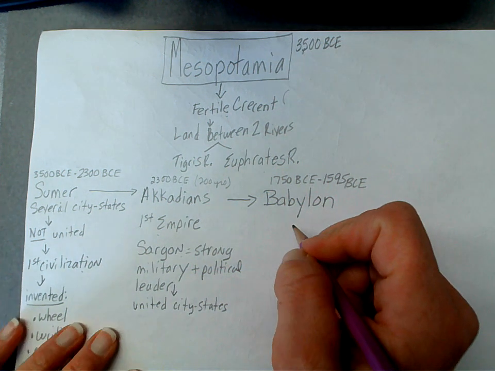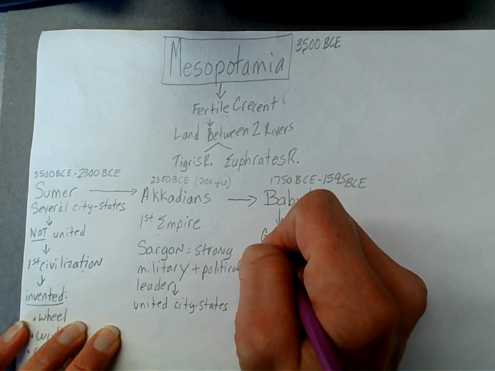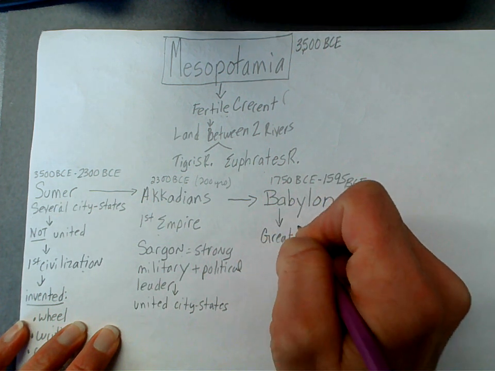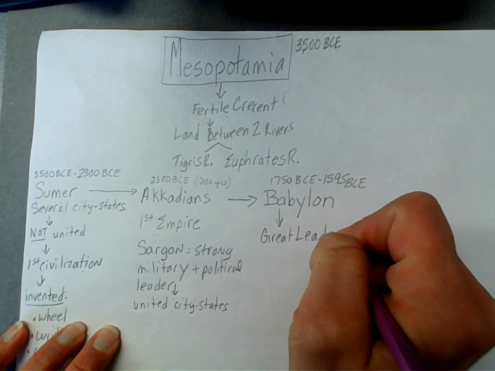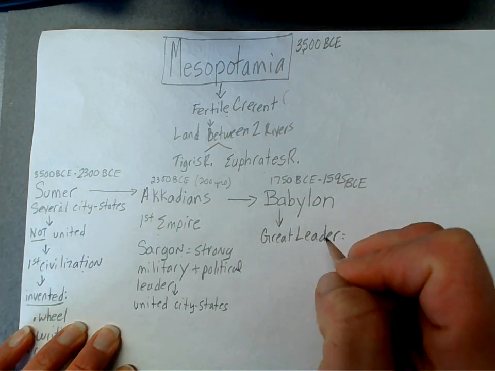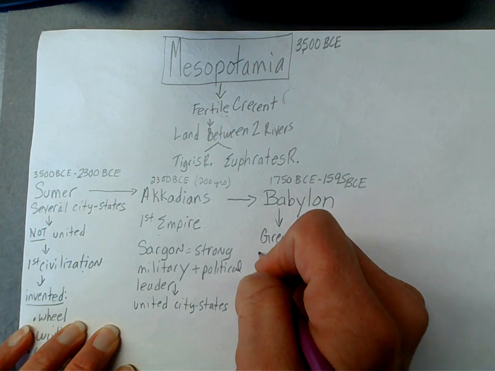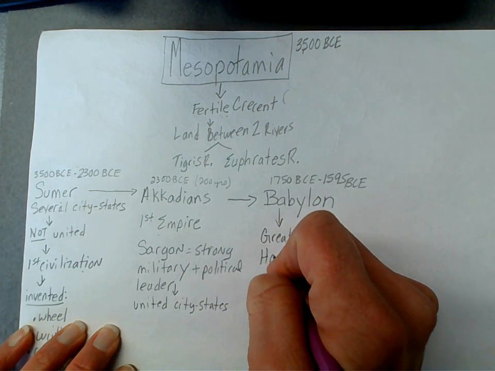Okay, so Babylon. There is another great leader. Imagine, great leader. And I wonder if you know his name. We've talked about him a little bit. His name is Hammurabi. And you spell Hammurabi like this. Are you ready? Capital H-A-M-M-U-R-A-B-I.